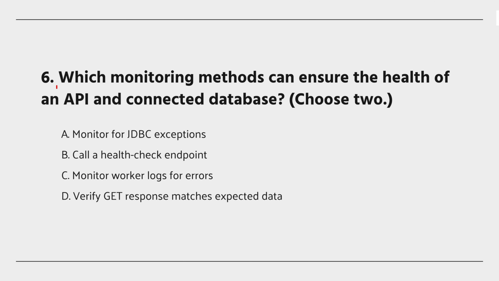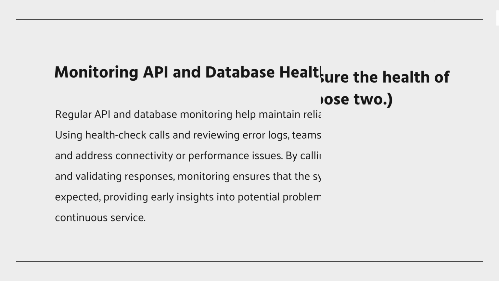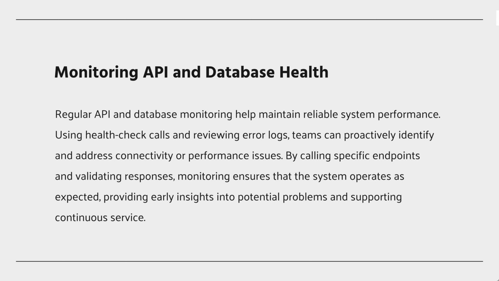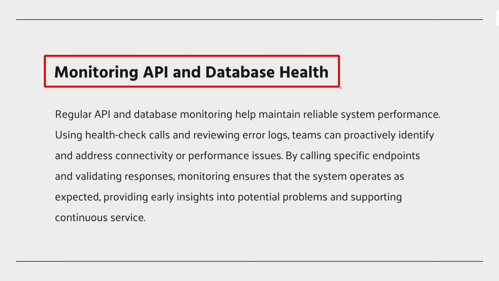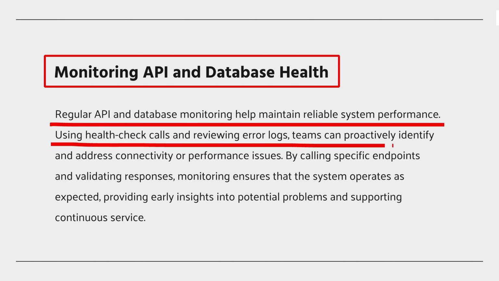Question 6. Which monitoring methods can ensure the health of an API and connected database? The knowledge points of this question are: monitoring API and database health. Regular monitoring like health check calls and log reviews helps catch API or database issues early. Checking endpoint responses and watching for errors means you can address problems before they impact users, keeping everything reliable.